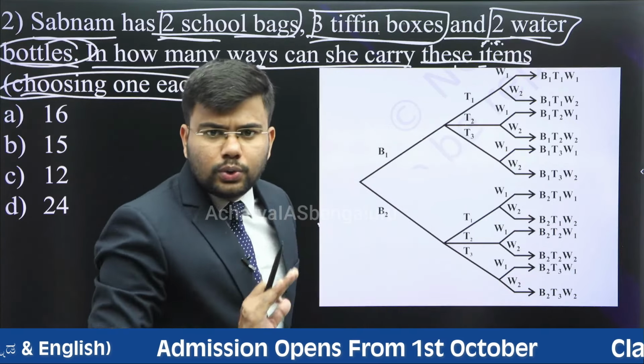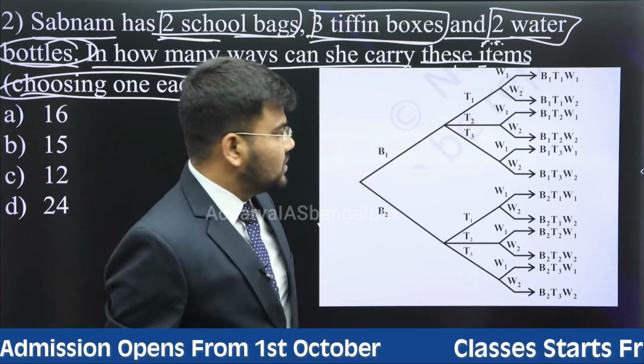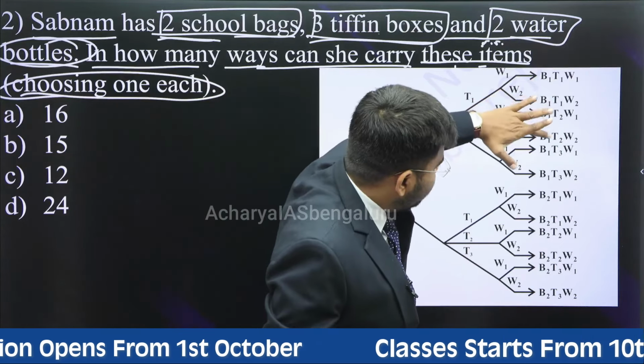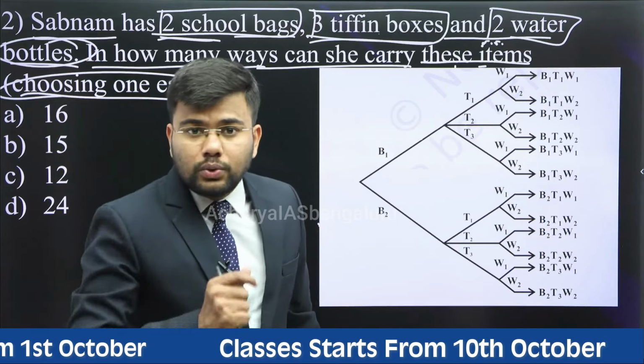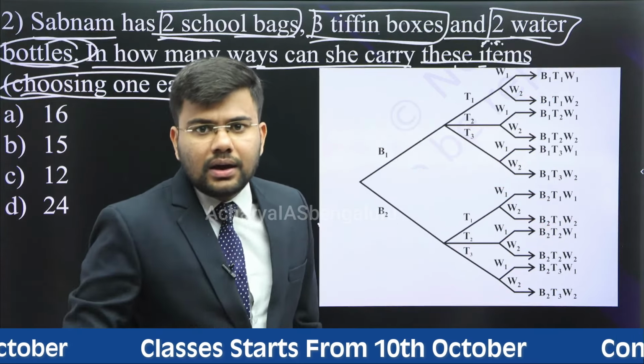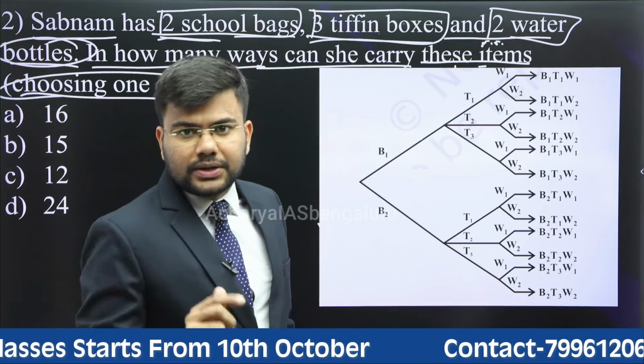I don't want you to draw this chart, but I want you to understand the basics. So 1, 2, 3, 4, 5, 6, 7, 8, 9, 10, 11, 12. In 12 different ways, she can carry her school bag, water bottle and tiffin boxes. That is how to solve this.